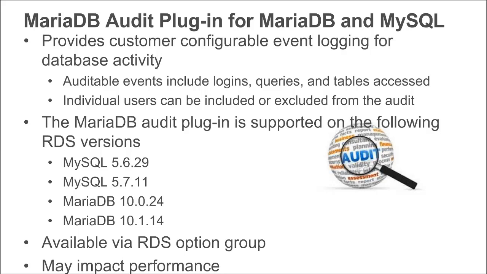Today we support this plugin for the versions listed there. I'm not going to read through each one of those in the interest of time. This is turned on with an option group on your RDS instance. With Aurora, you enable advanced auditing with DB cluster parameter groups. There's, of course, a performance penalty for this, so you may want to wisely choose what kind of activity you precisely want to record.